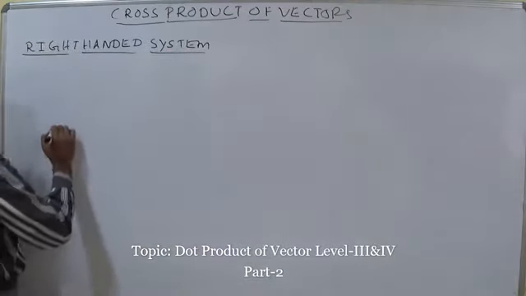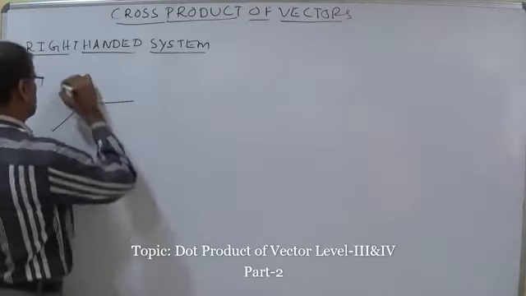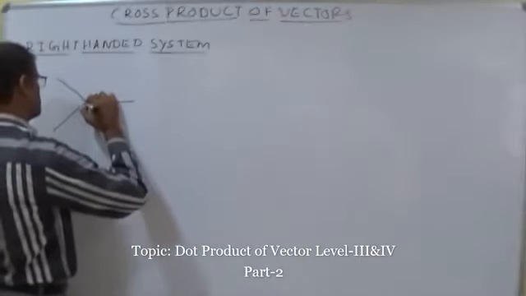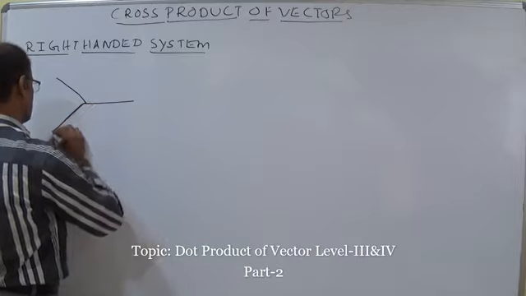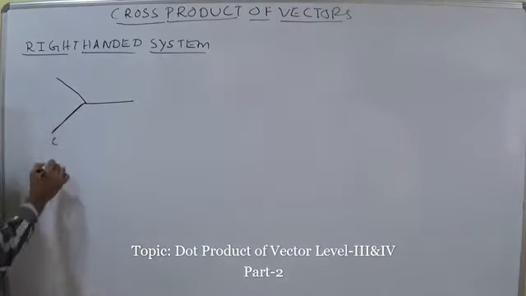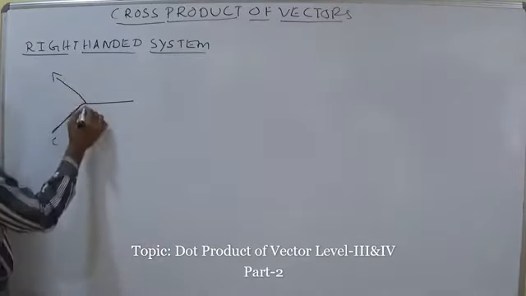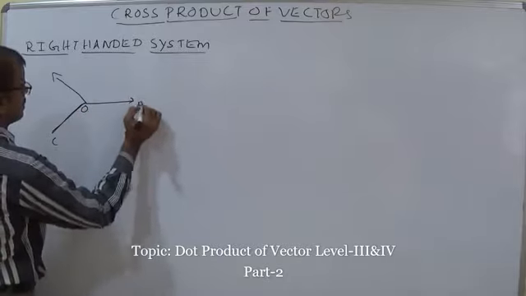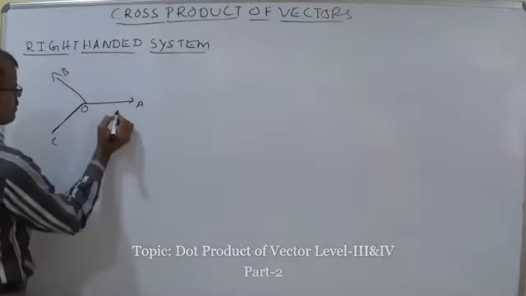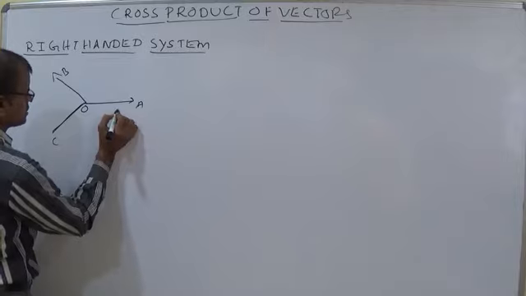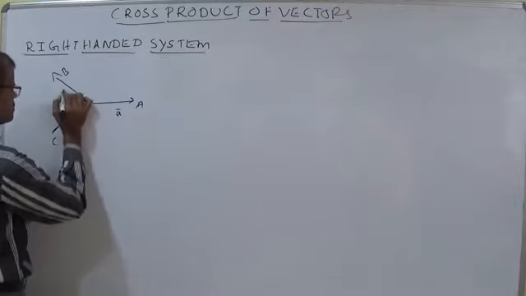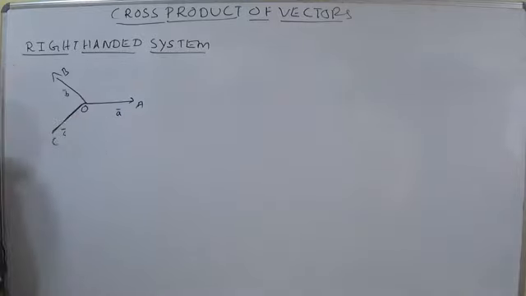Let us draw the diagram like this. Let this be C. This is O, this is A, this is B. The position vector of OA is A bar, this is B bar and this is C bar. Let us write the definition.